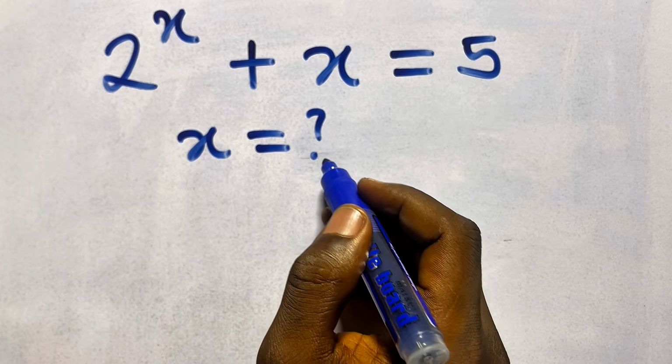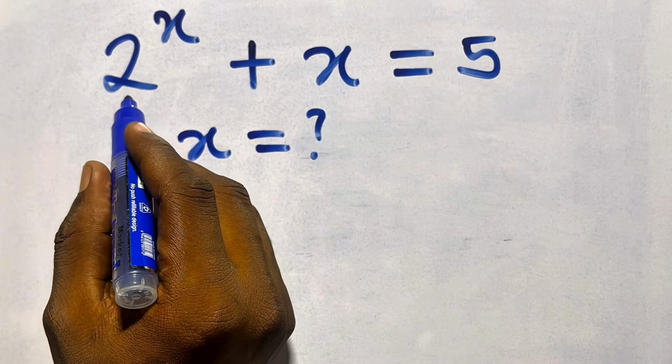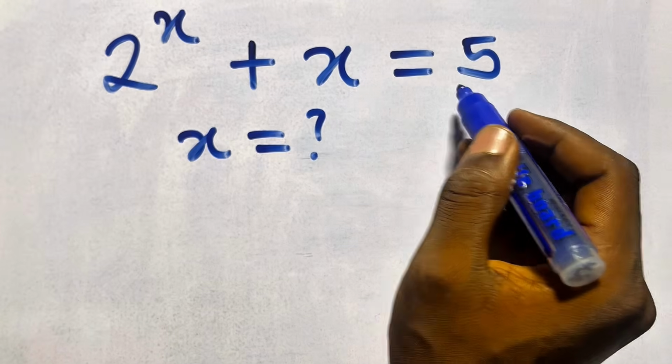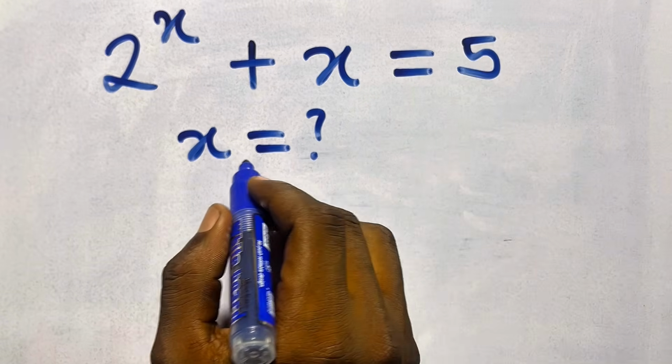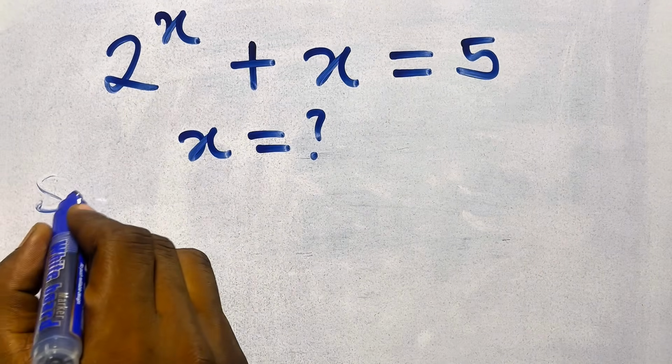How to solve this nice exponential equation: given 2 raised to the power x plus x equals 5. We are asked to find x. However, let's see the solution.